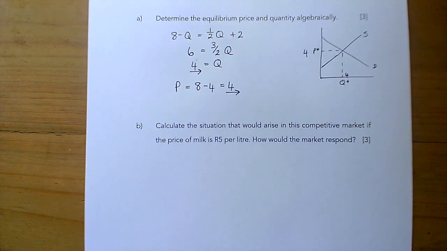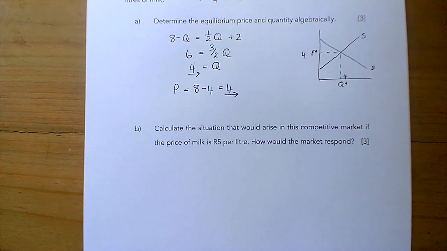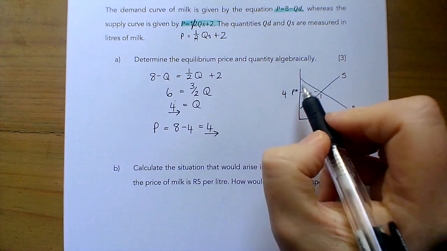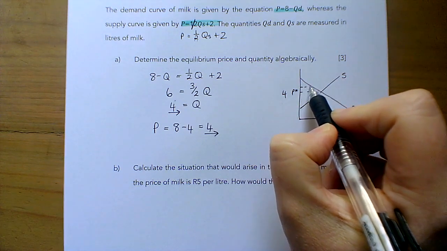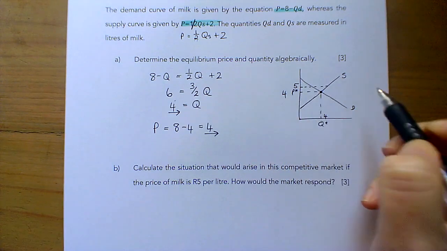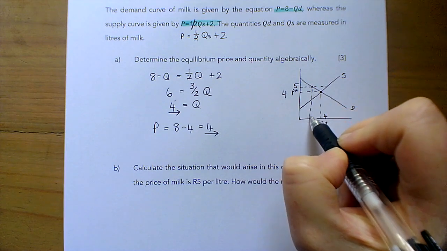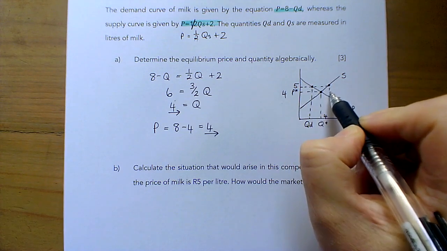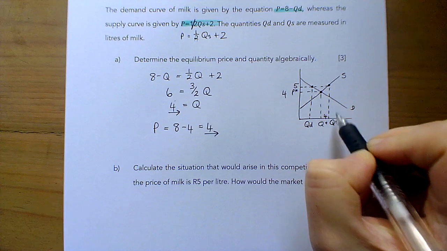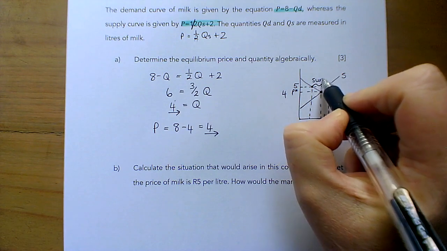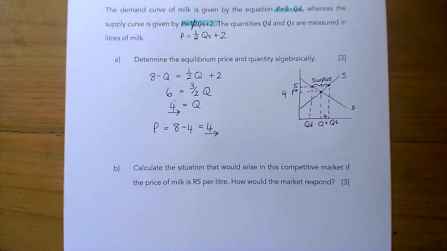The next question then says, calculate the situation that would arise in this competitive market if the price of milk is 5 Rand per litre. So just to look at the picture quickly, if the price of milk was 5, that lies above the market clearing price of 4. At 5 Rand, this would be the QD according to the demand curve, and this would be the QS according to the supply curve. And so we should expect to find a surplus of milk if the price is 5 Rand.